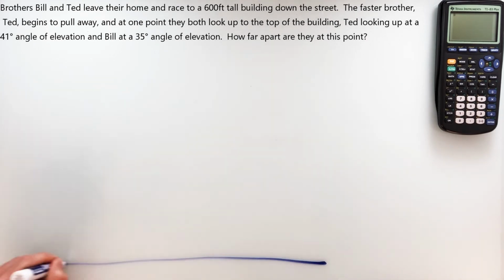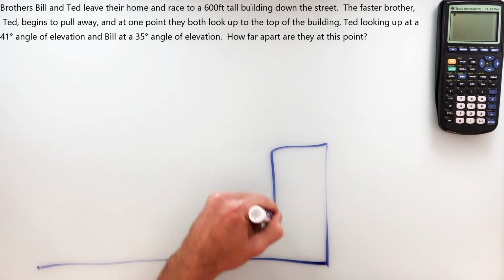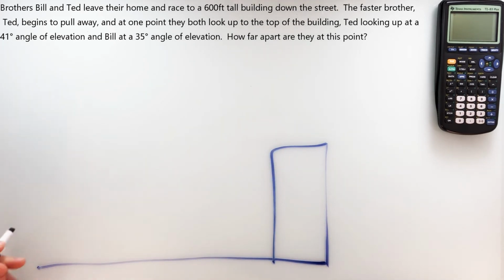So if we think ground level, we got a building. We've got Bill and Ted both running toward this building from their house. Ted pulls away, so they're going to be at different distances away. So we got two guys. Notice it doesn't give the height of each brother, so we can assume that the height of each one is negligible. They're going to measure the angle of elevation to the top of that building. We'll just assume from the ground. Okay, so here they are. Each one looks to the top of the building.